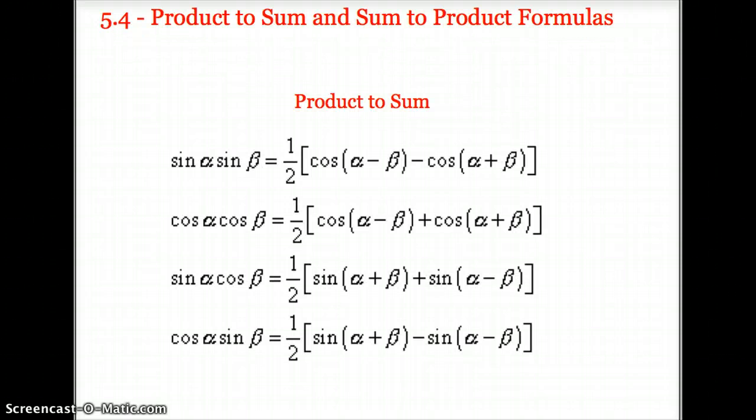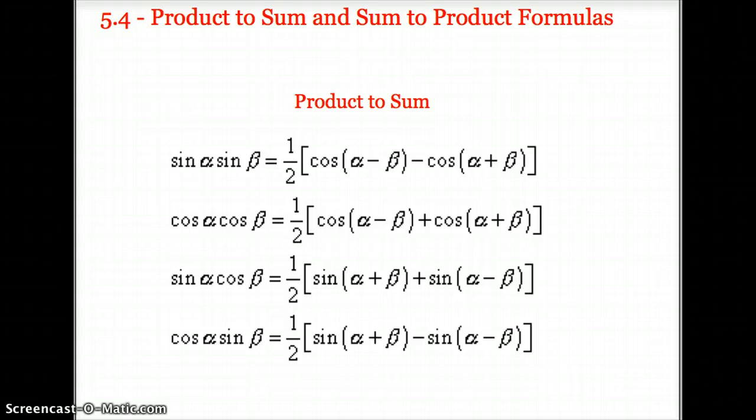This is video 5.4.1, which introduces the sum to product and product to sum formulas that go along with section 5.4 in your book. So we're working with some lengthy formulas. It's going to be really important to distinguish who's alpha, who's beta, and then to work with the values carefully.